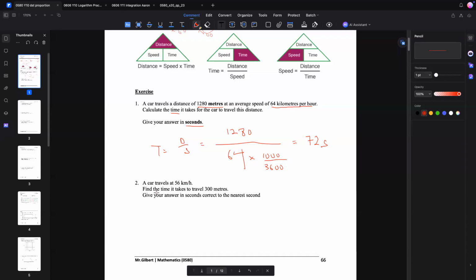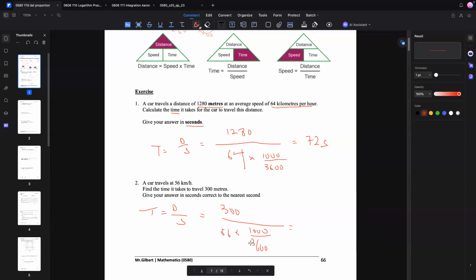All right, if everyone is done with that, let's see the next one. A car travels at 56 kilometers per hour. Find the time it takes to travel 300 meters. Give your answer in seconds, correct to the nearest second. Same thing as before: time equals distance over speed. Our distance is 300 meters and our speed is 56. We multiply by 1,000 to change kilometers to meters, and multiply by 3,600 to change hours to seconds.